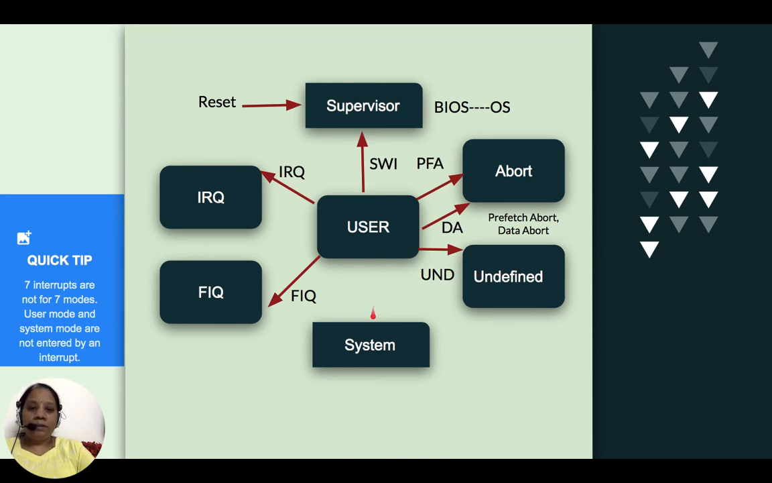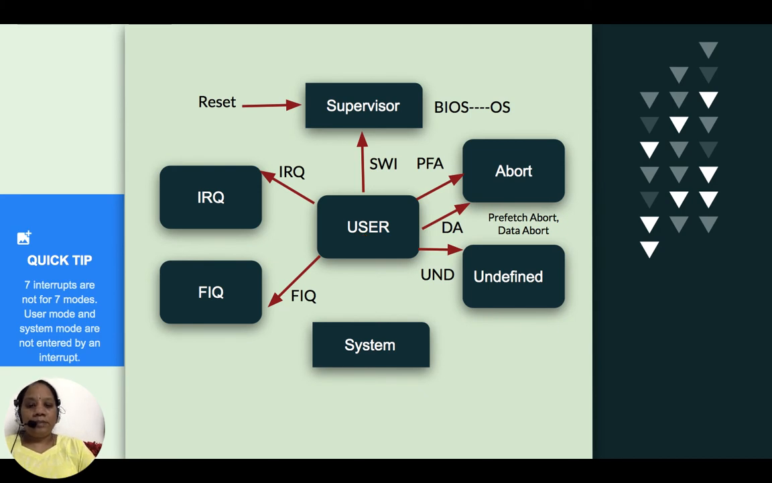But there are no interrupts involved for entering from user mode to system mode. This happens automatically, so you have to understand this. There is no interrupt to enter into system mode, and there is also no interrupt to go into user mode. All interrupts are generated by the user except reset. All other interrupts are generated by the user, and to enter into user mode there is no special interrupt available.